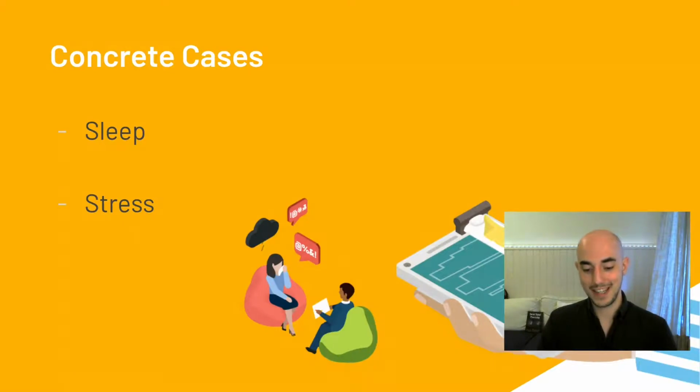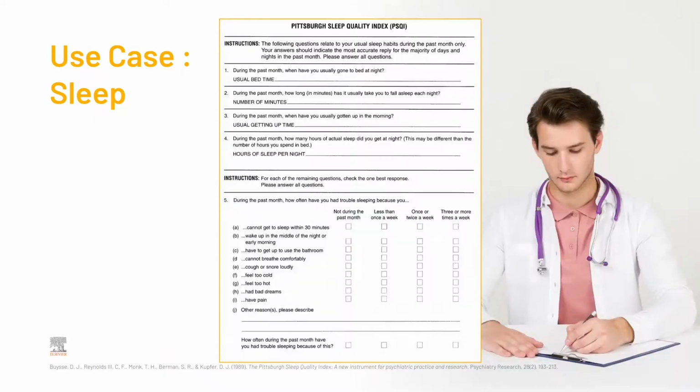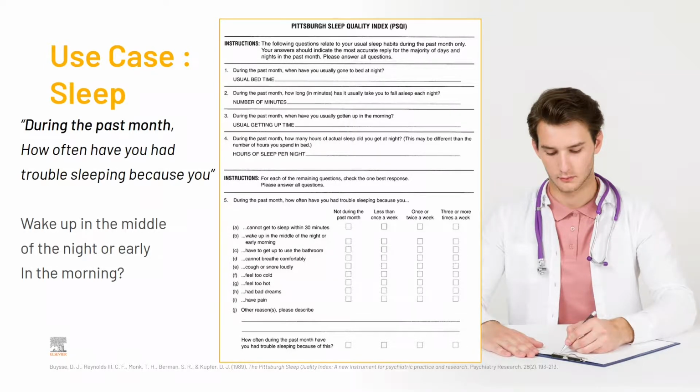But let's talk about use cases. So, concrete cases: let's talk about sleep and stress, which are the two facets that we worked on before. With the use case of sleep, for example, before I was talking about the initial interview. This is the Pittsburgh Sleep Quality Index, which has been used in sleep studies since 1989, where you are establishing the baseline of your participant. So all of these questions are really important.